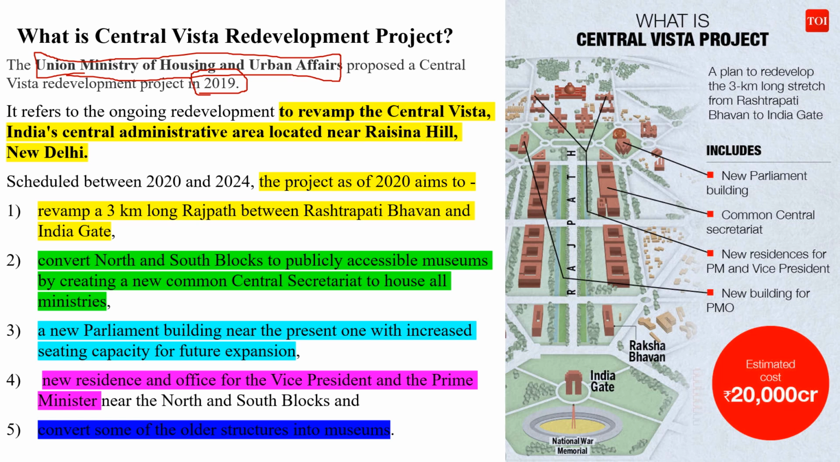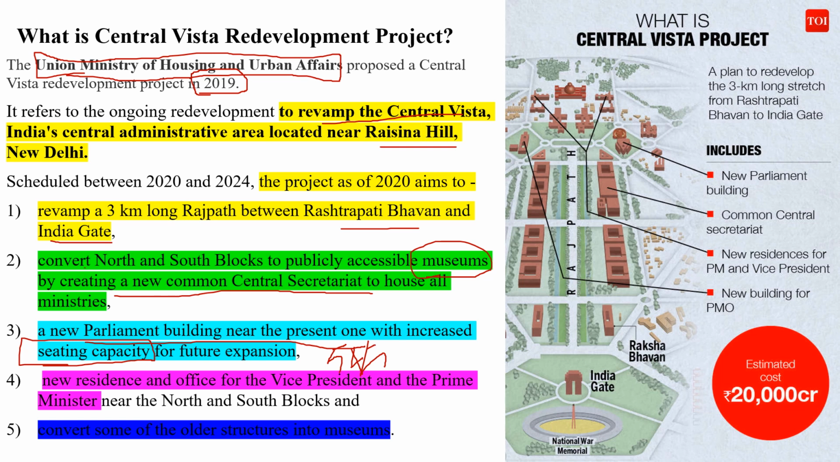So what is the plan here? The plan is to revamp the Central Vista, right? India's central administrative area located near Raisina Hills between Rashtrapati Bhavan to India Gate. Okay, the 3 kilometer stretch. And it aims to convert the North and South Blocks to publicly accessible museums by creating a new common secretariat to house all ministries. At the same time, a new parliament building near the present one in a triangular shape with increased seating capacity. Right now the seating capacity of parliament is 545, so they want to increase it to more than 900, to accommodate the future members.